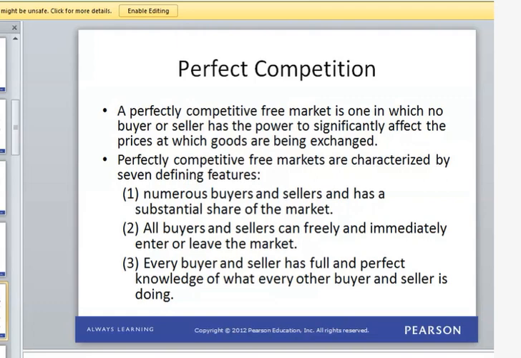The first criterion says here: numerous buyers and sellers, each with a substantial share of the market. There must be many sellers and many buyers in the market. That is one criterion. Not like a monopoly, with the sole seller, or one or two or three, and not like an oligopoly where there are a few big companies. But here, in perfect competition, we have numerous.